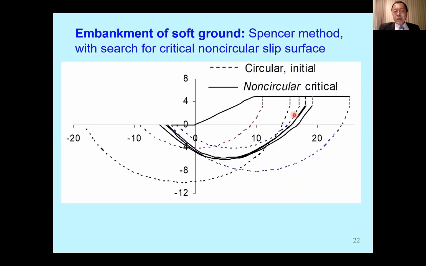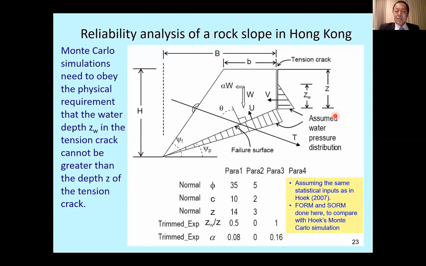This one is the Spencer method with a non-circular slip surface, starting from 4 initially arbitrary circles. You can then converge into a non-circular one, quite close to each other. This one, I won't go through in detail. You can read my book if you're interested.